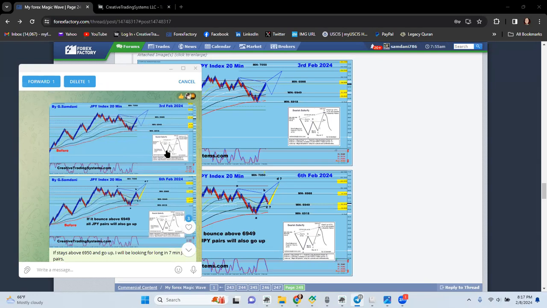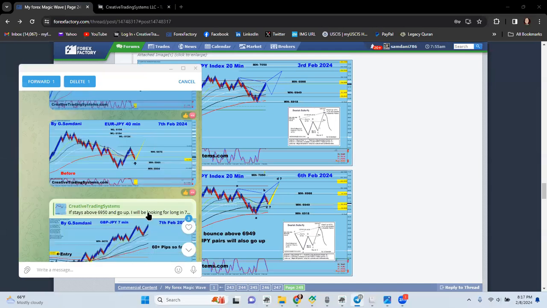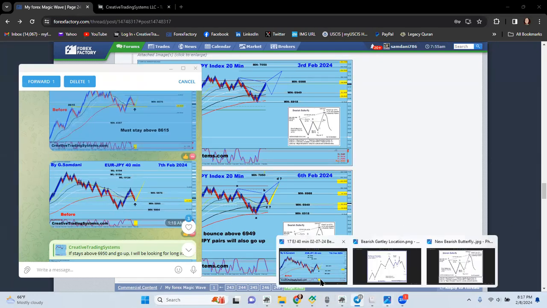This is the chart made on the 3rd. This is on the 6th that this thing is going to go up, and if it bounces, all yen pairs will be going to the upside. Then I posted here the pound yen long setup and euro yen long setup, right? So I posted these setups as well on the Telegram. So I post everywhere ahead of time that this is what's going to happen.